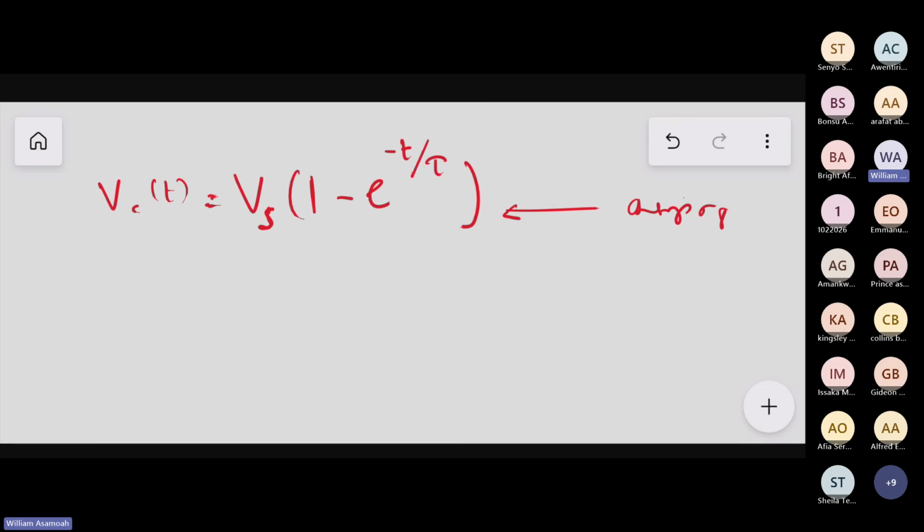Then when it is discharging, VC(t) is equal to VS multiplying e exponent minus t over RC. RC, okay, great. That's the time constant.